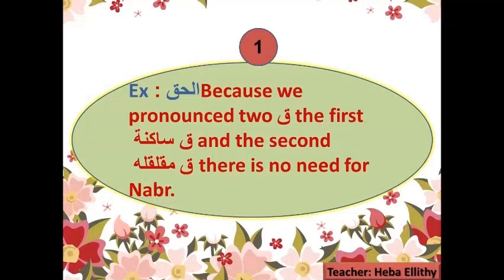Different from the word مستقر. If I don't make nabr, it sounds like one raw. But if I say مستقر, now I tell you there are 2 raw. Okay?